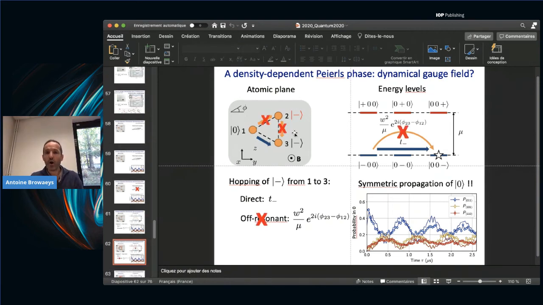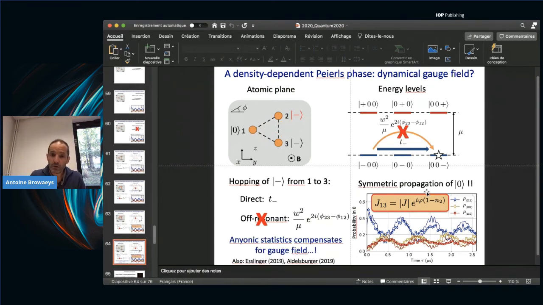Therefore, the off-resonant coupling is switched off by the fact that there is already one excitation in state minus, and it leads to a Peierls phase which is now density dependent. It depends on whether you already have an excitation on atom 2. So you would have an e to the i phi as before, but times 1 minus n2. This is a phase that is density dependent, and so this is reminiscent of what is called a dynamical gauge field, which could allow implementing some specific QED-type or gauge field models.